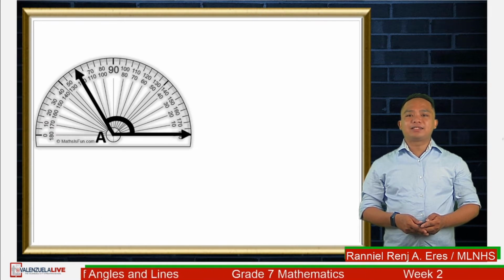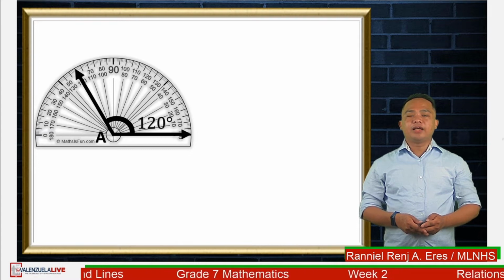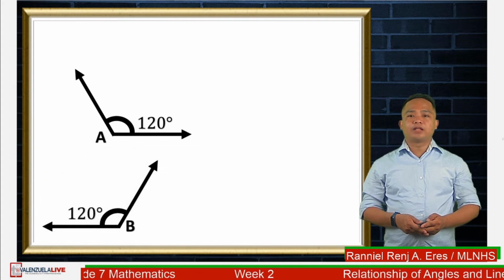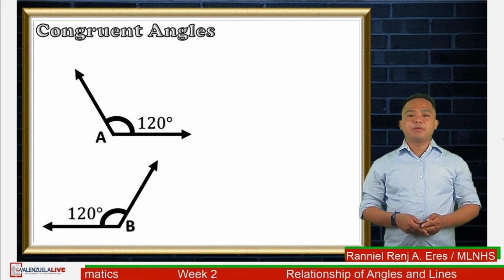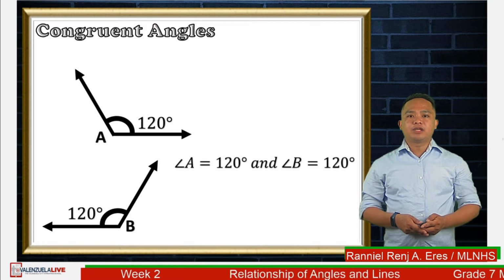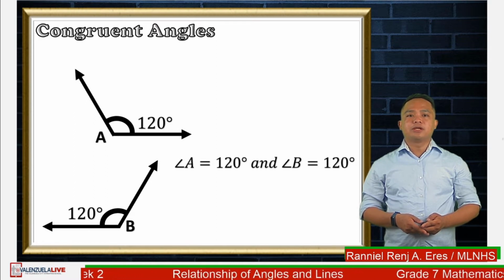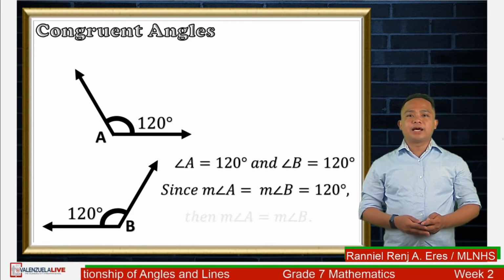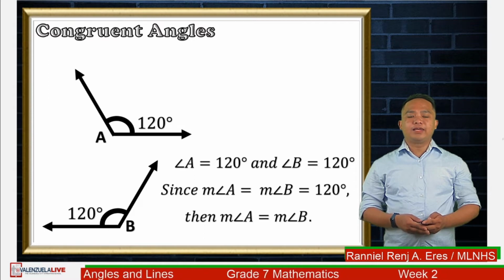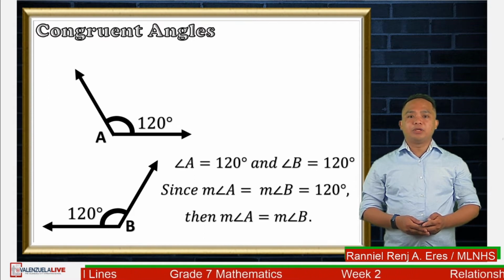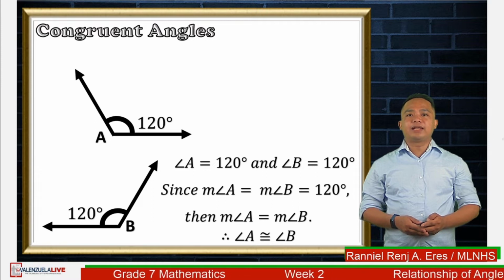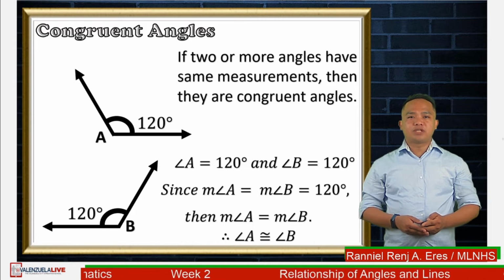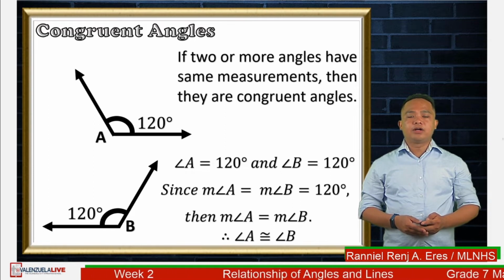Observe the given angles as we have here, angle A, which is equal to 120 degrees, and angle B, which is also equal to 120 degrees. Since the measurement of angle A is equal to the measurement of angle B, which is 120, then we can say that the measurement of angle A is equal to the measurement of angle B. Therefore, we can say that angle A is congruent to angle B. So if two or more angles have the same measurement, then they are congruent angles.